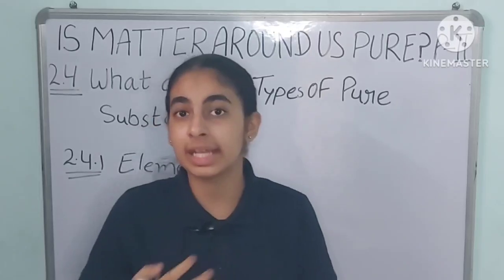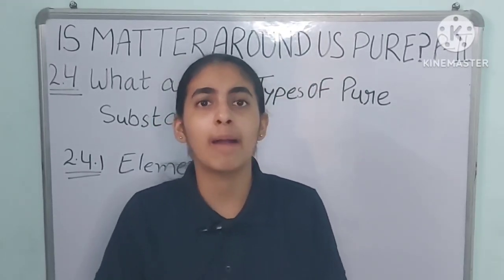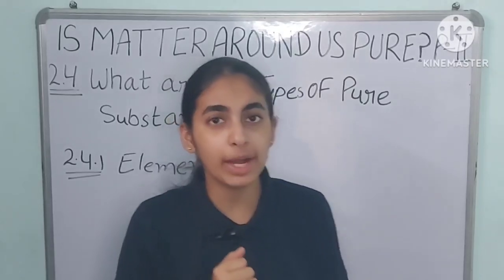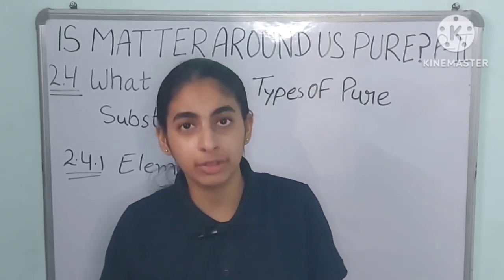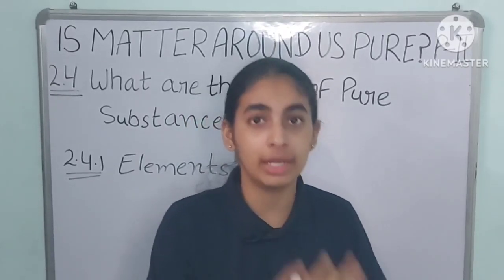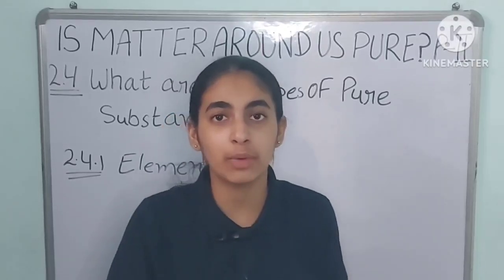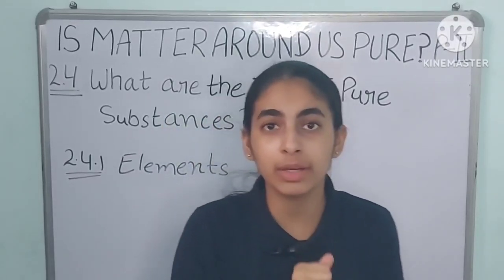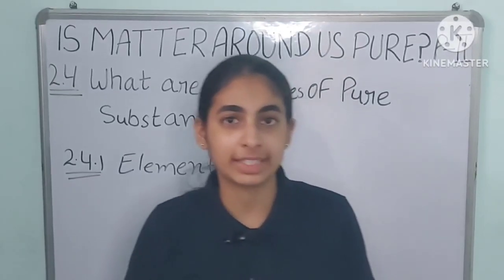What are the examples of metals? Mercury, sodium, potassium are examples of metals. The key point is that mercury is the only metal which is liquid at room temperature. All the rest of the metals are solid at room temperature, but mercury is the only one which is liquid at room temperature. And one more key point is that metals are also good conductors of electricity.